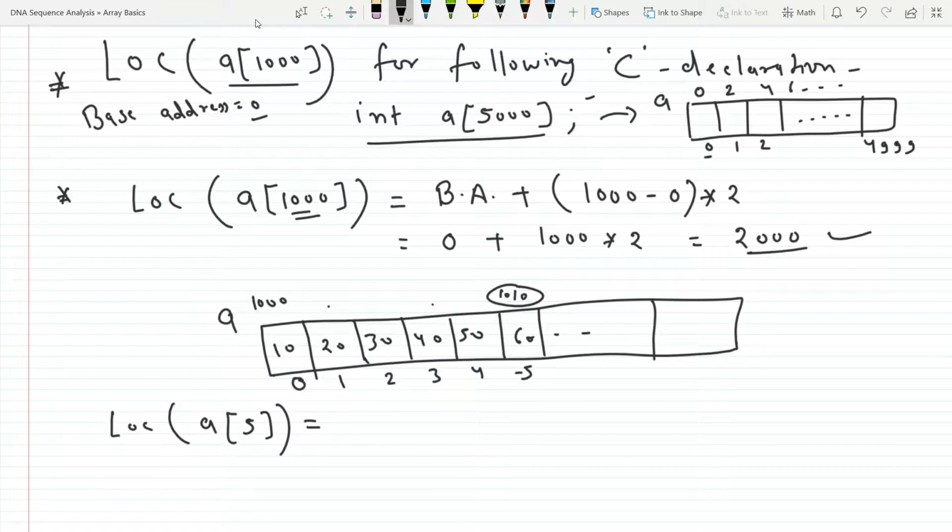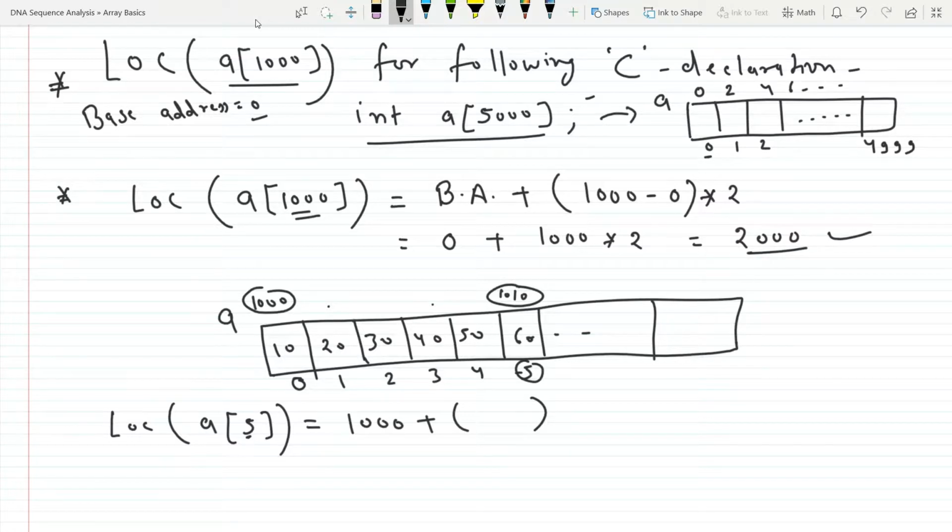So how is it coming? Firstly, we are taking the base address. So what is the base address? Base address is 1000 plus. How far are we supposed to go? We are supposed to go to the required index. So what is the required index? Required index is 5. This is the required index. And for the required index, how many cells did we move?